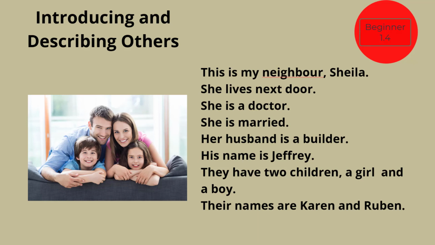Let's go. This is my neighbor Sheila. She lives next door. She's a doctor. She is married. Her husband is a builder. His name is Jeffrey. They have 2 children, a girl and a boy. Their names are Karen and Ruben.